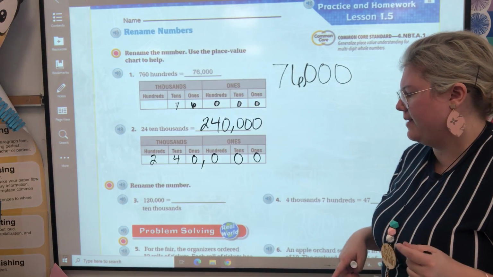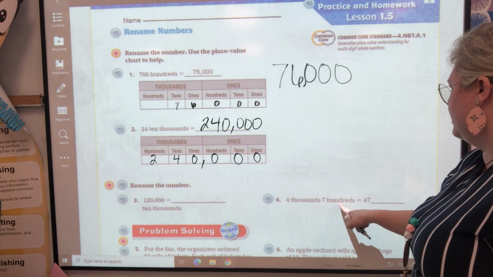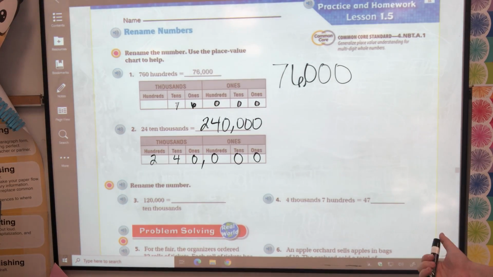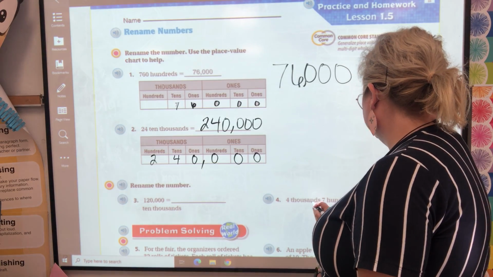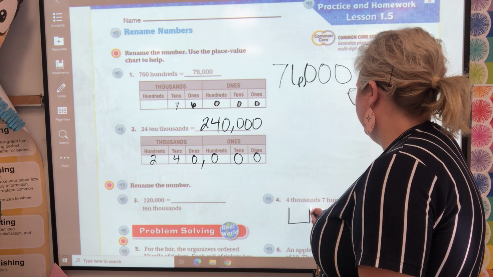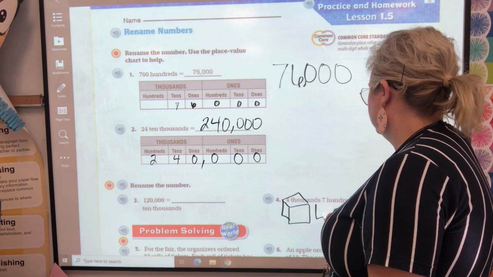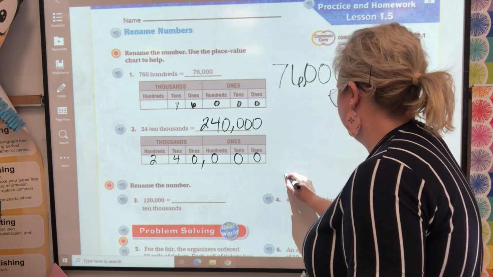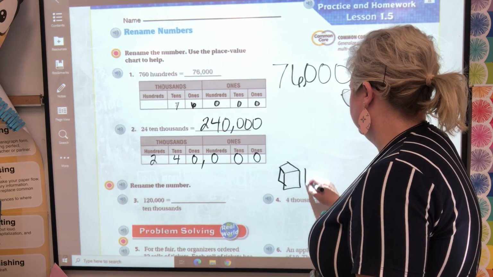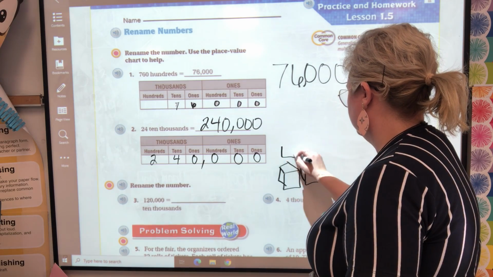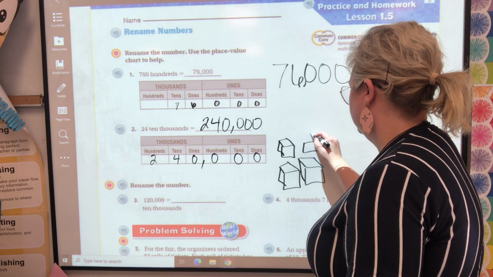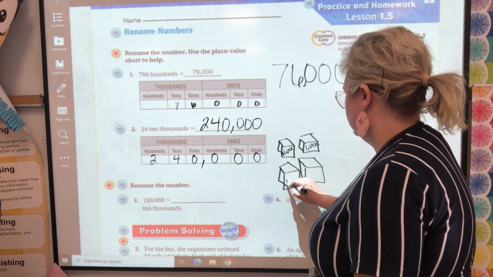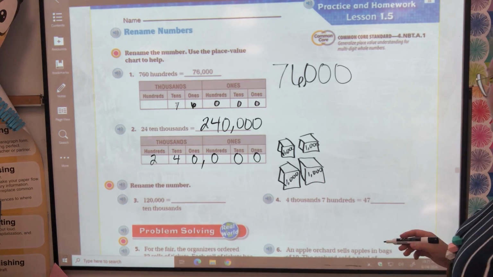Okay? Let's draw one more quick picture. Let's do number 4. 4,700 equals 47 what? Well, let's draw it out. 4,700s. So 4 large cubes. Hang on, let me redraw this so it's not over the words. I'll do it above it. 4 large cubes. You do not have to draw your cubes this way. Okay, and inside there's 1,000 in each. And then 700s.